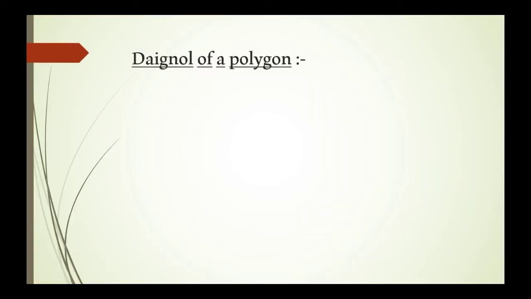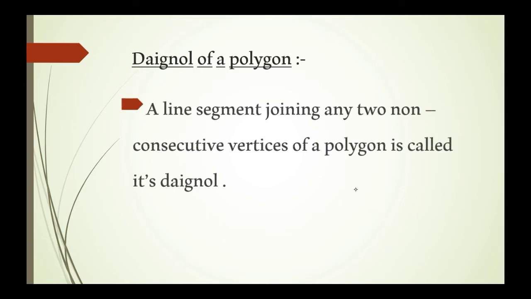Next, diagonal of a polygon. A line segment joining any two non-consecutive vertices of a polygon is called its diagonal. A polygon means a figure bounded with line segments. Let us take this four-sided polygon, that means a quadrilateral. A line joining non-consecutive vertices. What are consecutive? Like after each other, right? So this one and this one, it is after each other. What are vertices? Here these corners are called vertices.